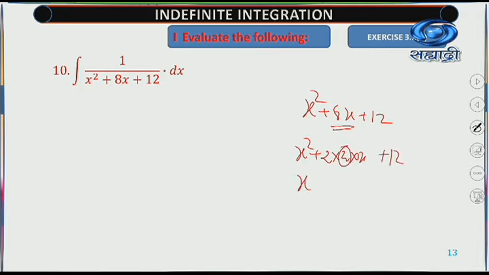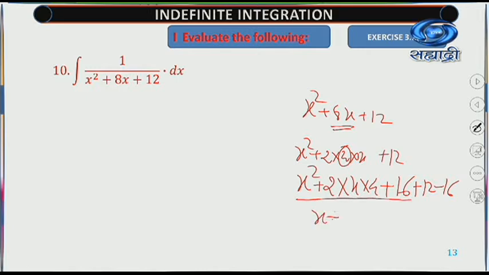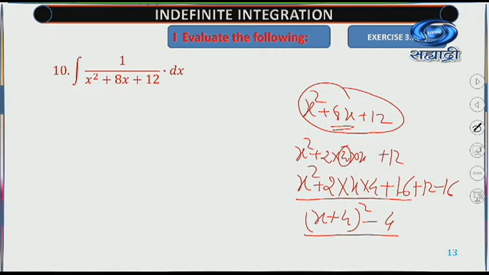So what is that? x square plus 2 into x into 4 means you want 16, but you have 12. So plus 12 minus 16. Whatever you want, 16, we add and subtract. From this you will get x plus 4 bracket square, and plus 12 minus 16 is nothing but minus 4. So x square plus 8x plus 12 equals x plus 4 bracket square minus 4. We'll expand and check that also: x square plus 8x plus 16 minus 4 is nothing but 12. So here is your completing the square method.